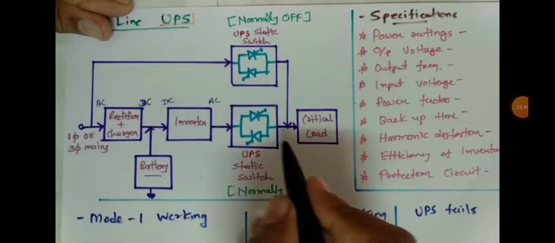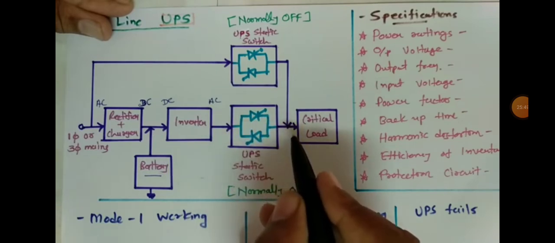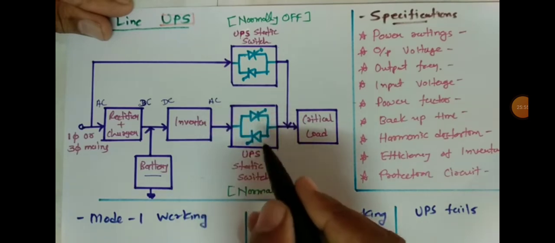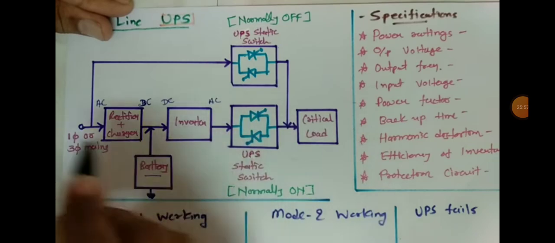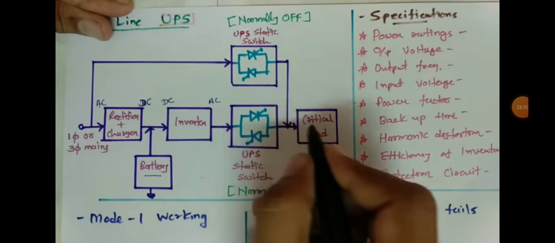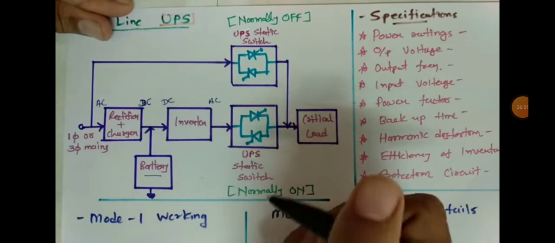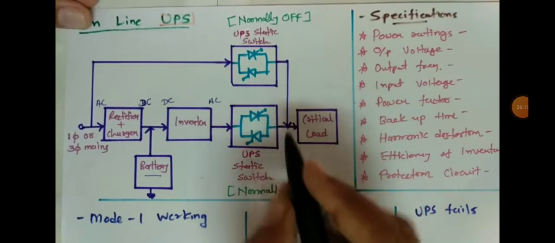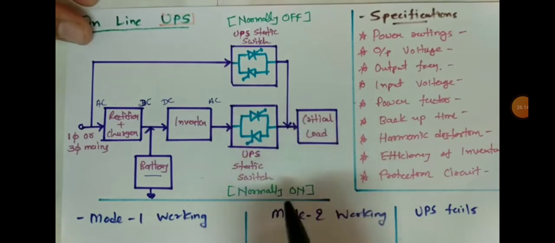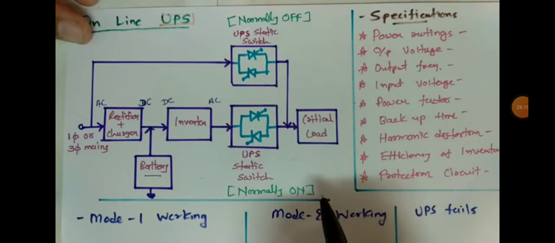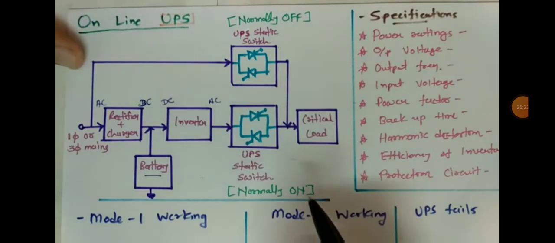Then after that there is an AC static switch. This AC static switch is there after the inverter, and that is connected to the critical load, and one AC static switch is connected from the three-phase mains. So ultimately the AC signal is given to the critical load. But when we talk about online UPS, the basic condition is that this static switch is normally on and this static switch is normally off.